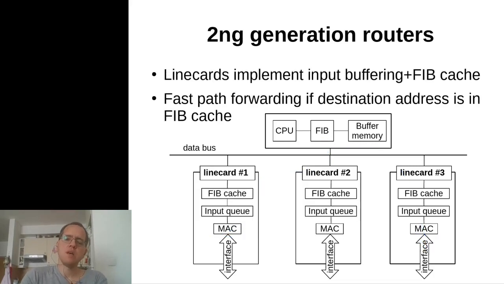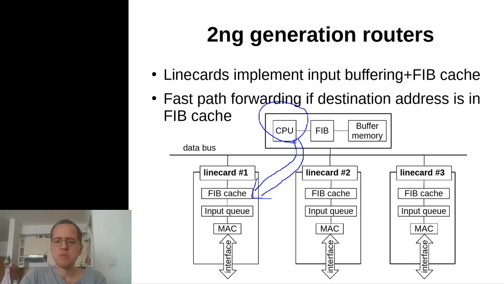Of course, there was a strong push to implement more and more functionality, to move more and more functionality from this fully fledged IP stack to the line cards proper. So we started to see different basic IP processing functions implemented on the line cards. So we have the second generation routers, where a simple input queue and the FIB cache appeared on the line cards. What is a FIB cache?